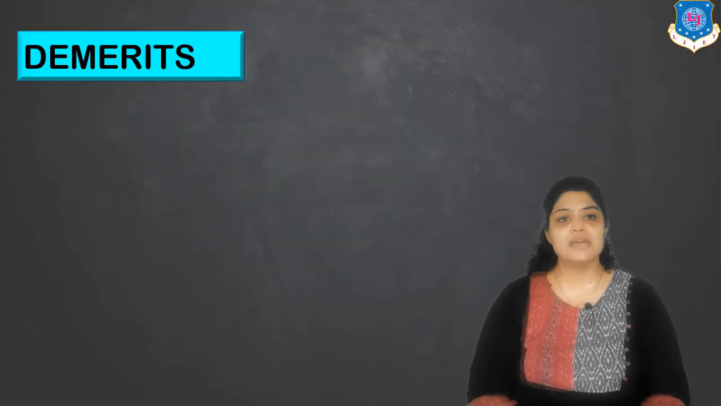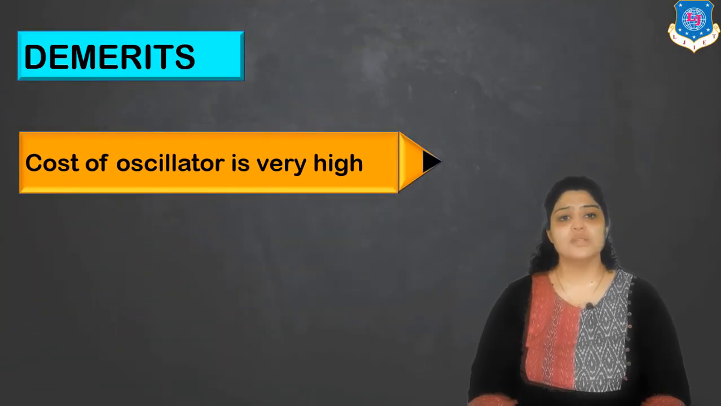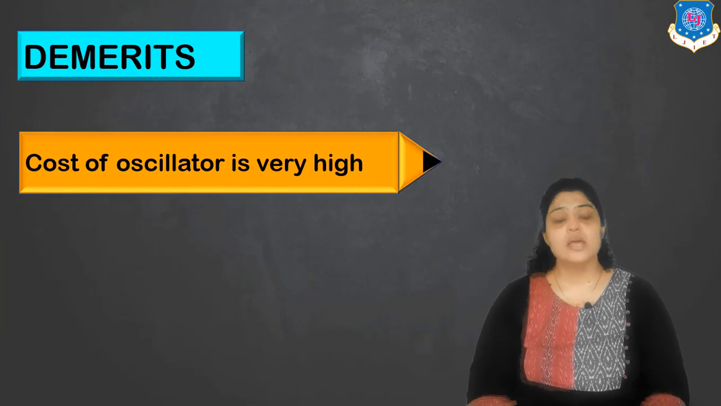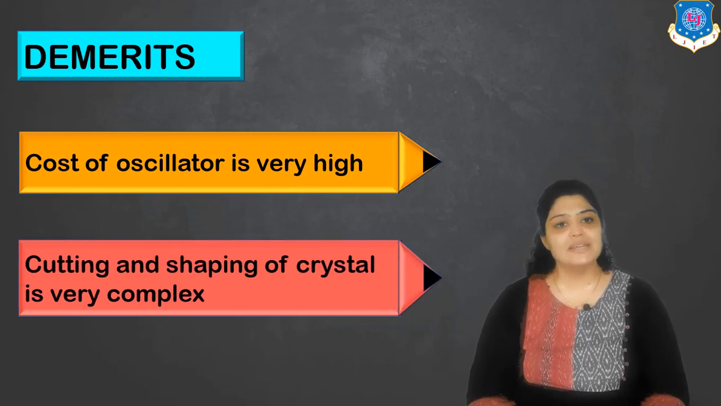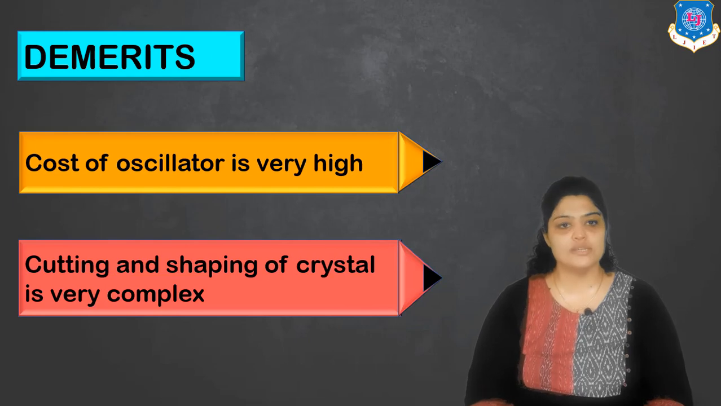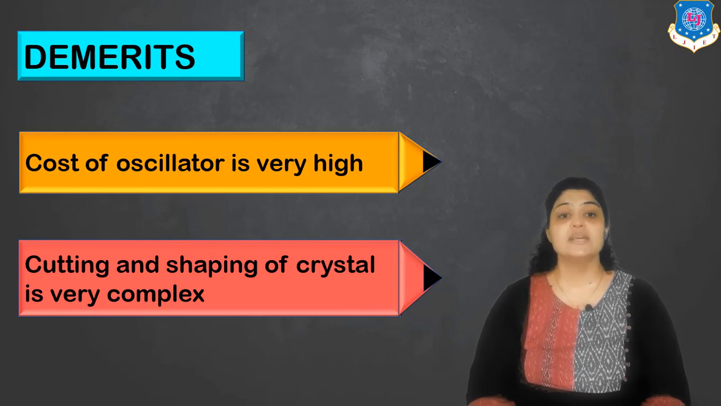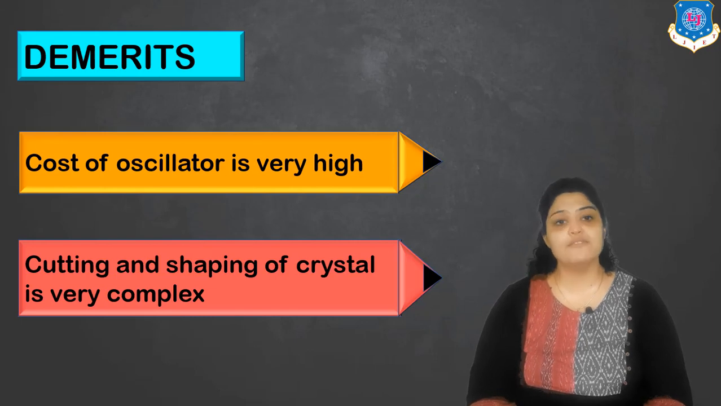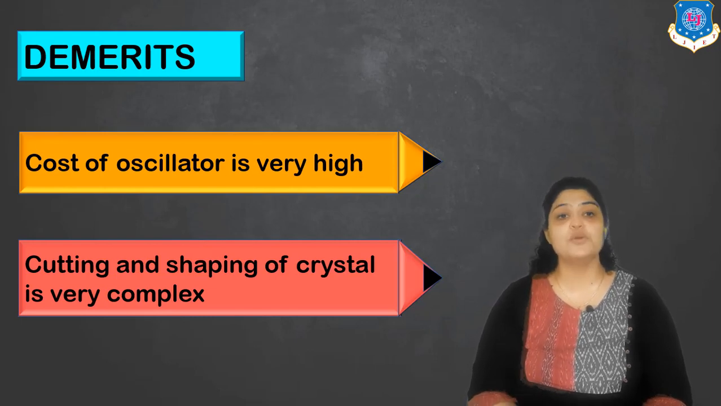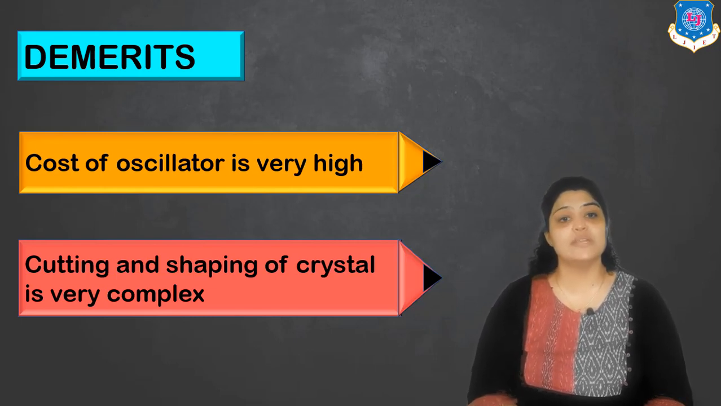Coming on to demerits, cost of the oscillator is high because the shaping and the cutting of the piezoelectric crystal is a bit tedious job. Cutting and shaping is complex. That makes the cost of the oscillator high. Otherwise, if you compare it with the magnetostriction oscillator, it gives you higher efficiency, it gives you higher output as well as a very high frequency range.